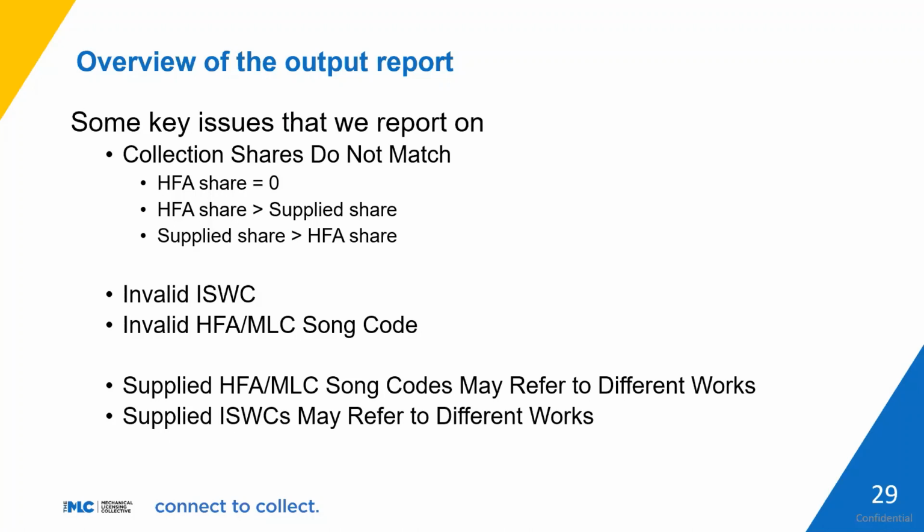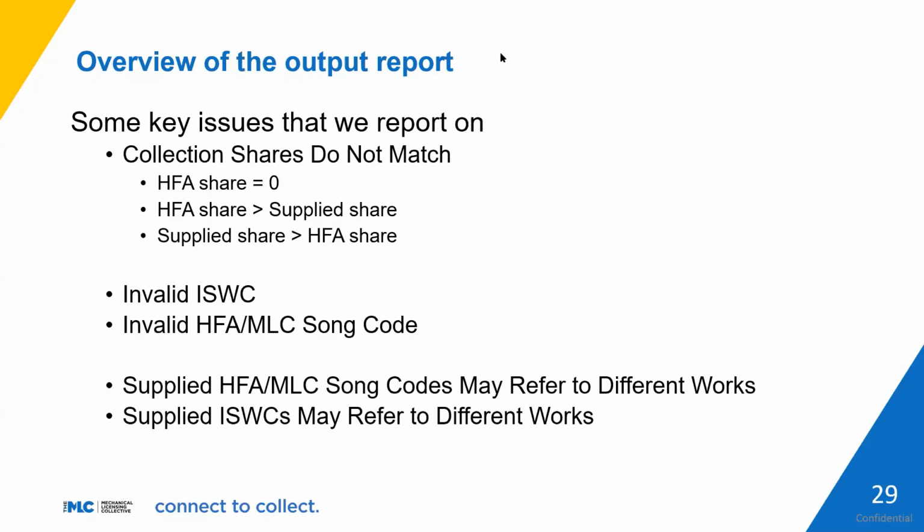But today, for example, we're reporting discrepancies on collection shares, so when collection shares do not match. And because there are various reasons as to why that could happen, we're breaking it down into: is the HFA share 0, which means that your work is not actually registered with HFA. Is the HFA share greater than the share that you supplied to us, in which case it could point to maybe an LD that's not been processed or any sort of registration issues. Or the supplied share is greater than the HFA share, which could point, for example, to a dispute that's not been resolved yet.